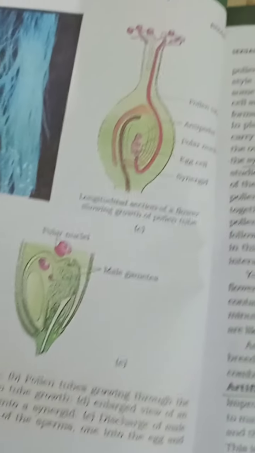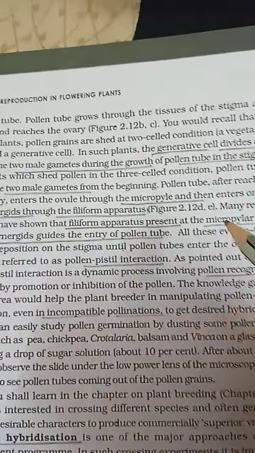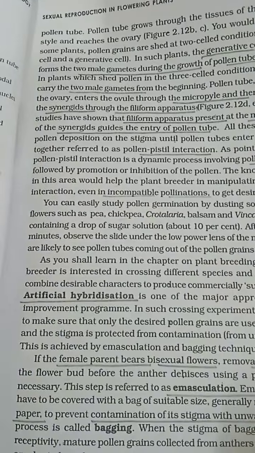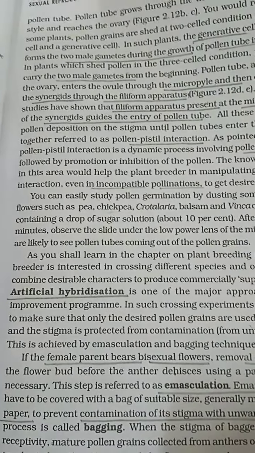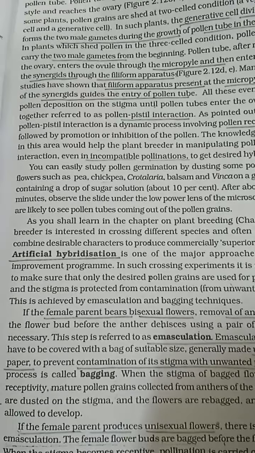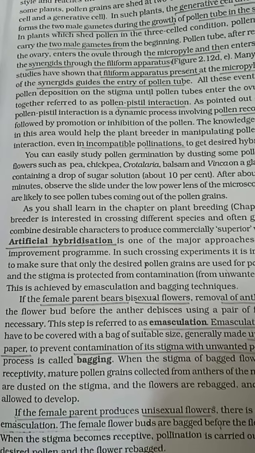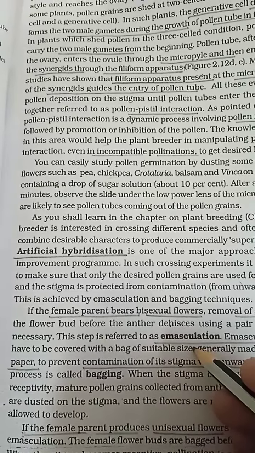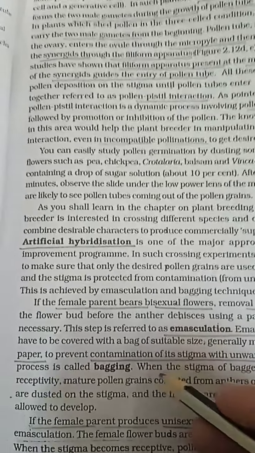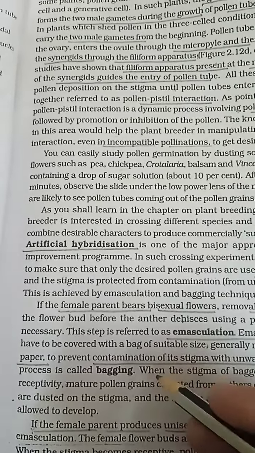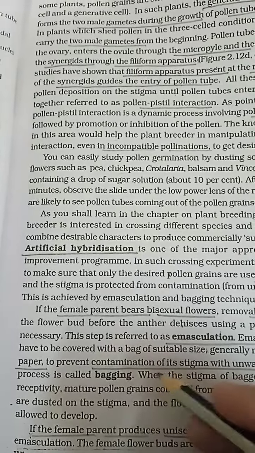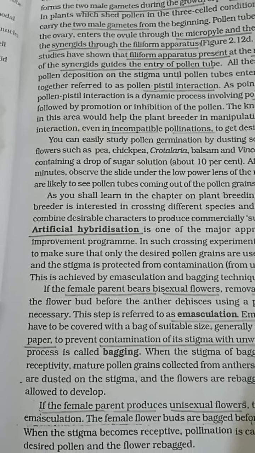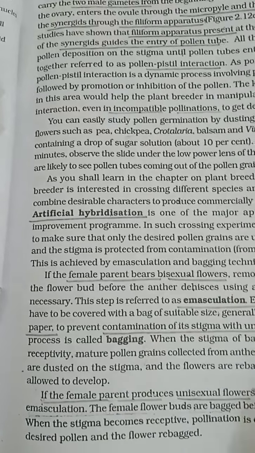Okay. All these things are similar to what we discussed previously. Artificial hybridization is a method used in crop breeding programs for the development of good crops and good varieties. Emasculation is the removal of the anthers from the female parent using forceps, after bagging. Then bagging, why do we do the bagging? To avoid contamination. Then we put the desirable pollen onto the stigma and rebag again.